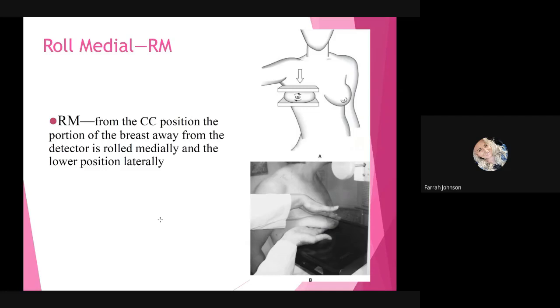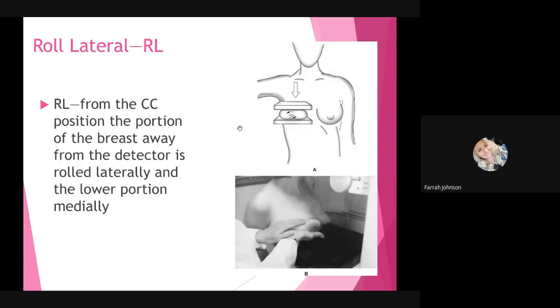So for the rolled medial projection, when you're in the CC position, the portion of the breast away from the detector is rolled medially and the lower portion is moved laterally. Okay, so basically your upper hand is going to roll the breast medially, whereas the hand on the bottom is going to roll the breast laterally. And this is going to help remove those superimposed structures so that we can actually see if a lesion is real or not. Same with the roll lateral. For a roll lateral, the upper portion is going to be the portion that is rolled to the lateral side, whereas the inferior portion is going to be rolled medially.